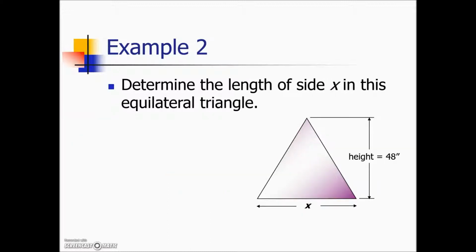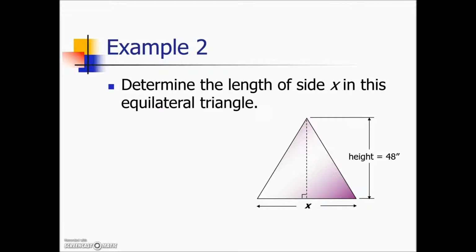In this next example, they're asking us to determine the length of a side in this equilateral triangle. Again, we will draw an altitude to help us out, and it doesn't look like there's very much information other than we know the length of our altitude. But there's some hidden information here if you recall the facts of an equilateral triangle. One of them is that all the sides are the same length and all the angles are 60 degrees.